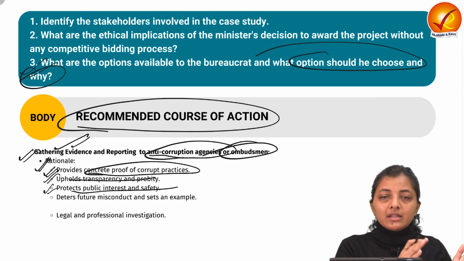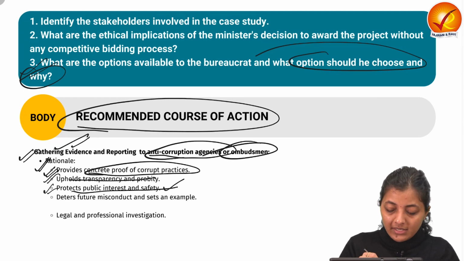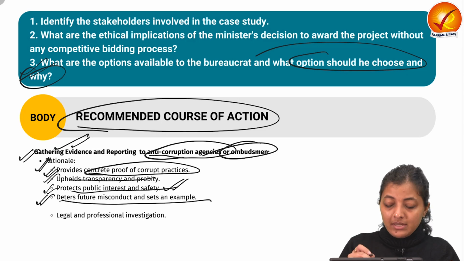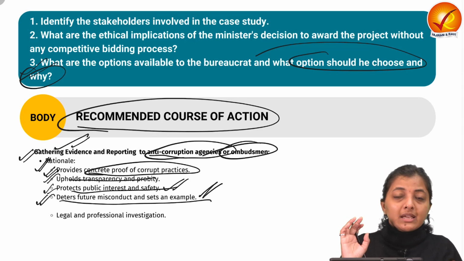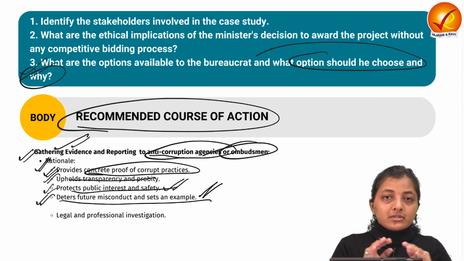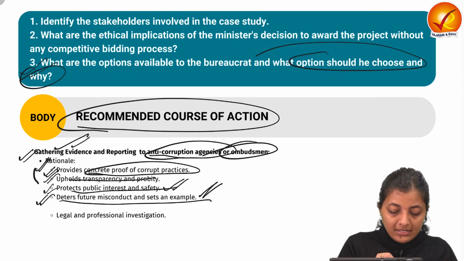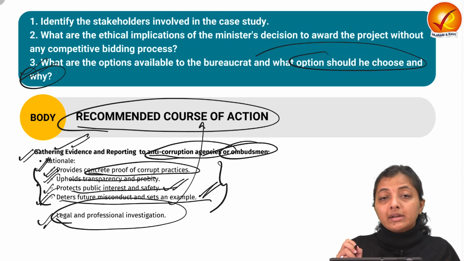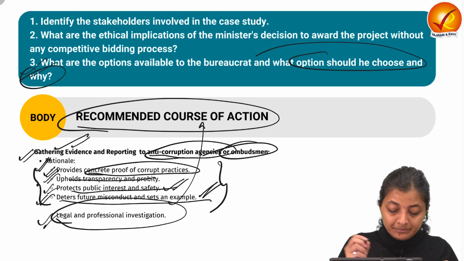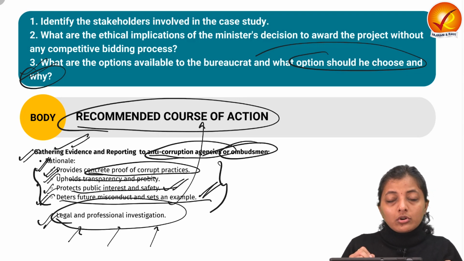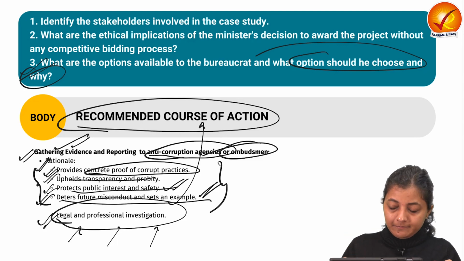Whatever we have done in the merits or demerits of all the options, we can write it here as well. It deters future misconduct and sets an example that corrupt practices have to be exposed. It shouldn't be covered up or sealed by bureaucrats or some minister. It shouldn't be like that. So these are some rationale, and obviously when he reports to the anti-corruption bodies or authorities, the legal and professional investigation would happen, and the accused or the convict would be penalized for that.